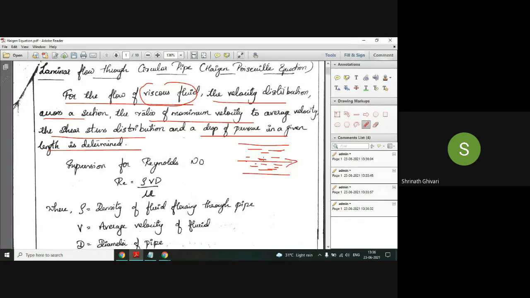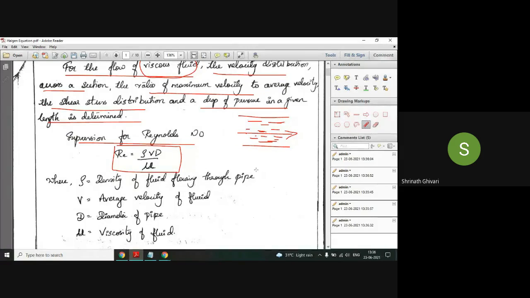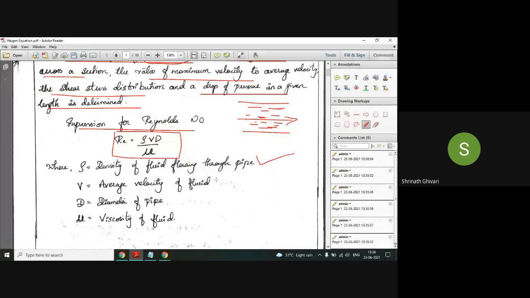I have told you that when the fluid is flowing through the pipe, the maximum velocity will always be at the center, and towards the wall it will be 0. And the shear stress distribution: what is the shear stress at the walls? Now the expression for the Reynolds number is Re equal to rho Vd by mu, where rho is the density of the fluid flowing through the pipe, V is the average velocity of the fluid, D is the diameter of the pipe, and mu is the viscosity of the fluid.